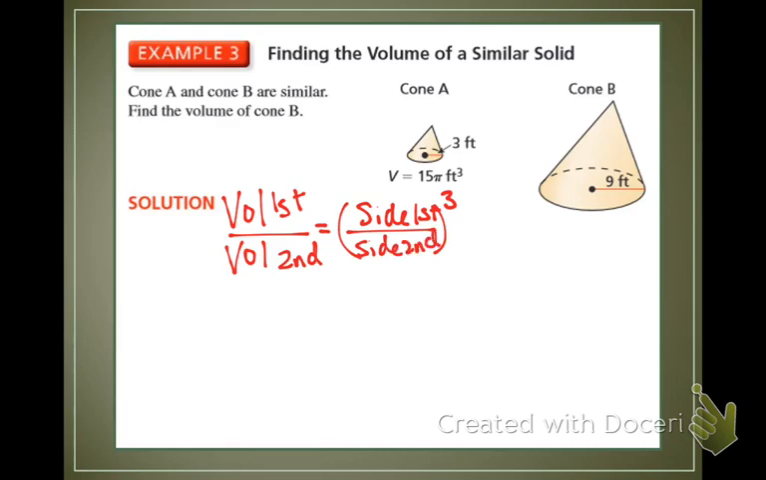So we plug in this formula. What is the volume from the first? 15 pi. What does pi represent, approximately? 3.14. So technically that's 15 times 3.14.